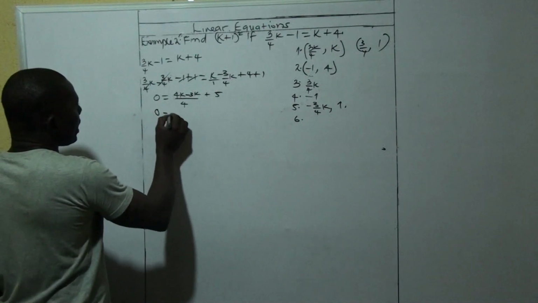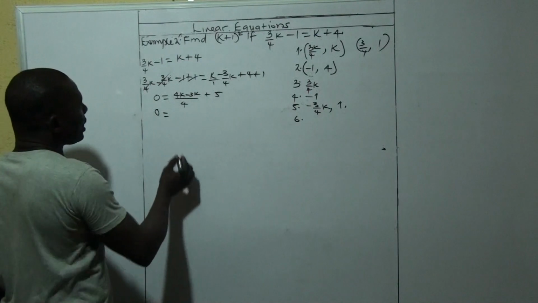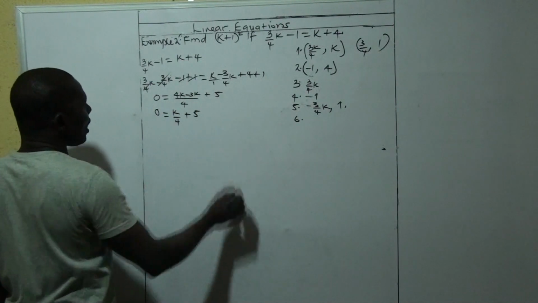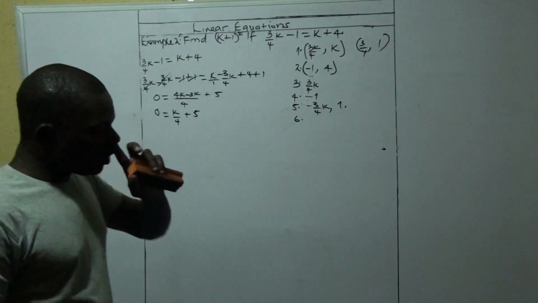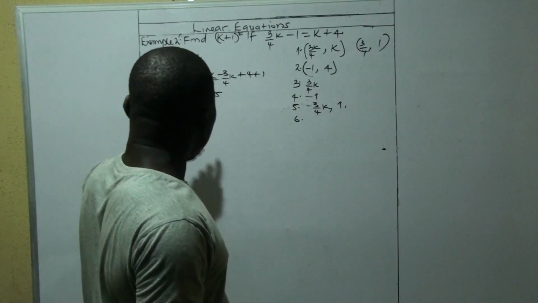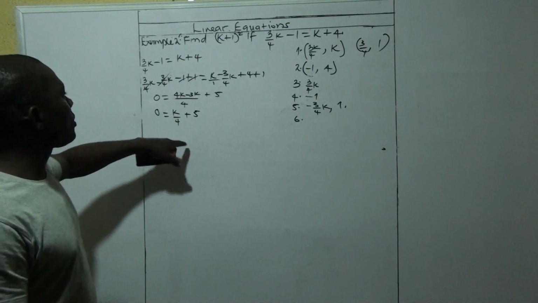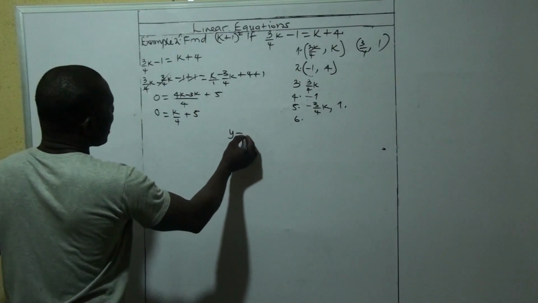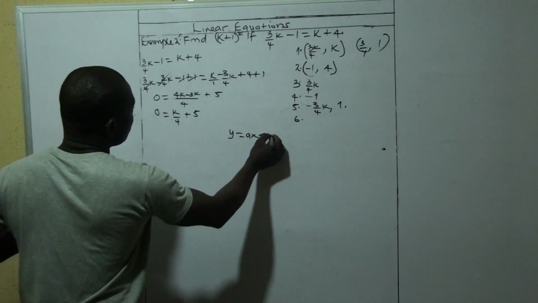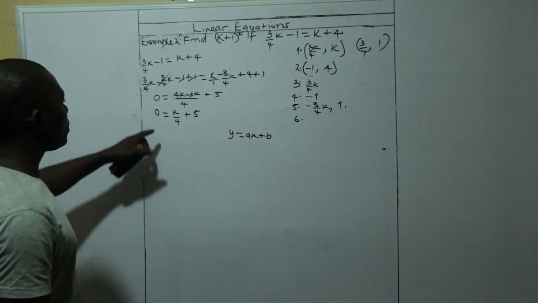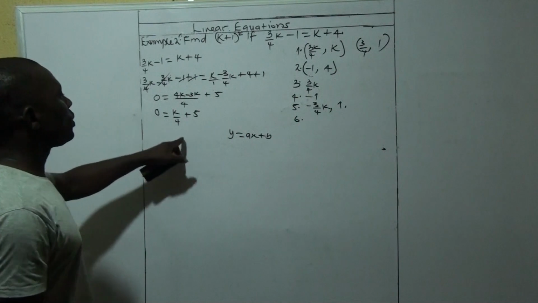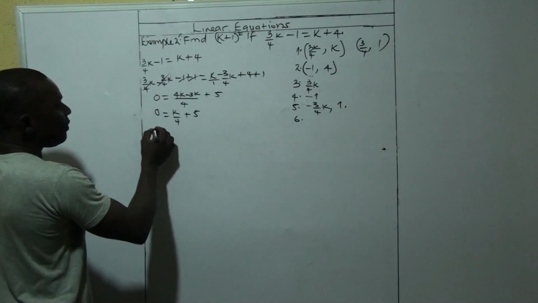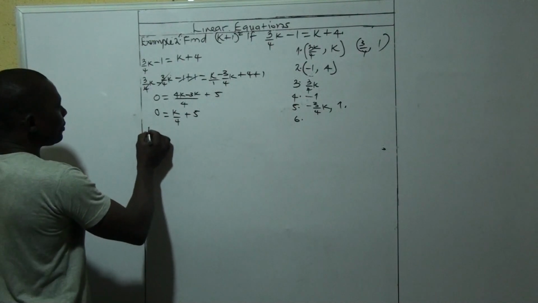Here we have 0. 4k minus 3k will just give us k over 4 plus 5. Then what do we need to do here? If you look, this one has turned into the other type of linear equation, this form ax plus b. So let's add the additive inverse of 5 to both sides.